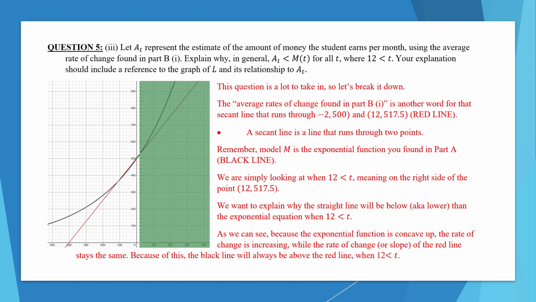Right? So first, let A of t represent the estimate of the amount of money that the student earns per month using the average rate of change found in part BI. What does that mean? So A of t is basically going to be the straight line, because using the estimate for the amount of money the student earns per month using the average rate of change found in part BI. The average rate of change found in part BI is another word for that straight line, that slope that we used, that we found in part BI, right?